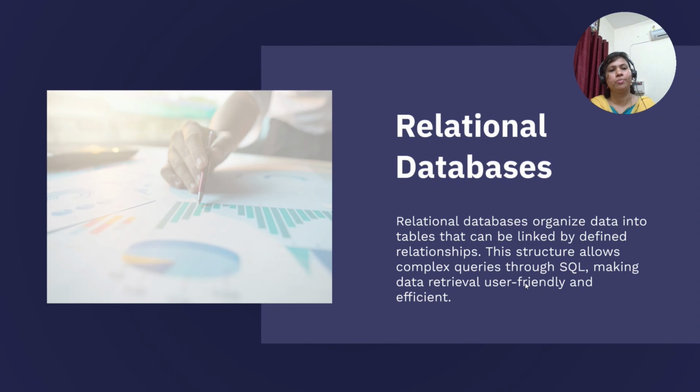There are various types of databases, but we are very particular about two types: relational database and non-relational database. A relational database organizes the data into tables. The tables will be linked. For example, if you take a single class.